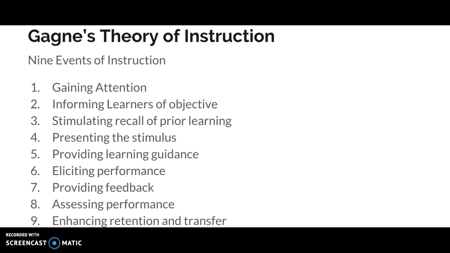Event 7 is providing feedback. This gives the student informative criticism on their performance. Event 8 is assessing performance. My teaching certification reiterates the importance of formal assessment. This will allow you to be aware if your students are learning the content that you are teaching. And last is Event 9, and it is enhancing retention and transfer. Although this is the last event in the series, instructional activities to enhance retention and transfer are frequently built into the instruction at a much earlier phase.